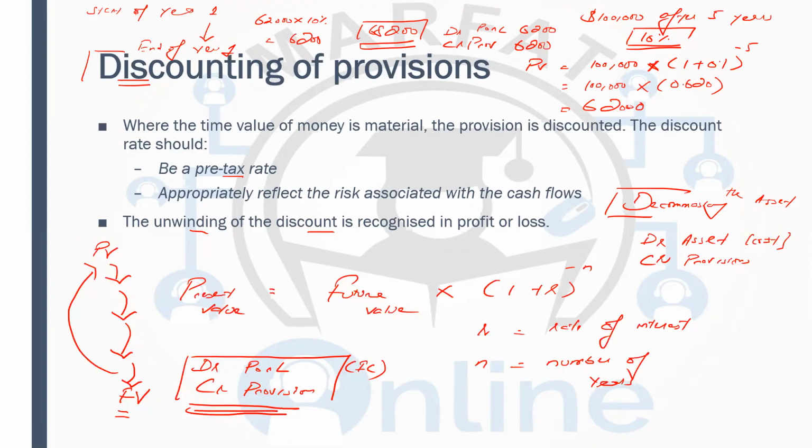In the next year, the opening provision will be 68,200, and then 10% of it will be added at the end of the second year. Similarly, after the end of the 5th year, this figure is going to reach 100,000.